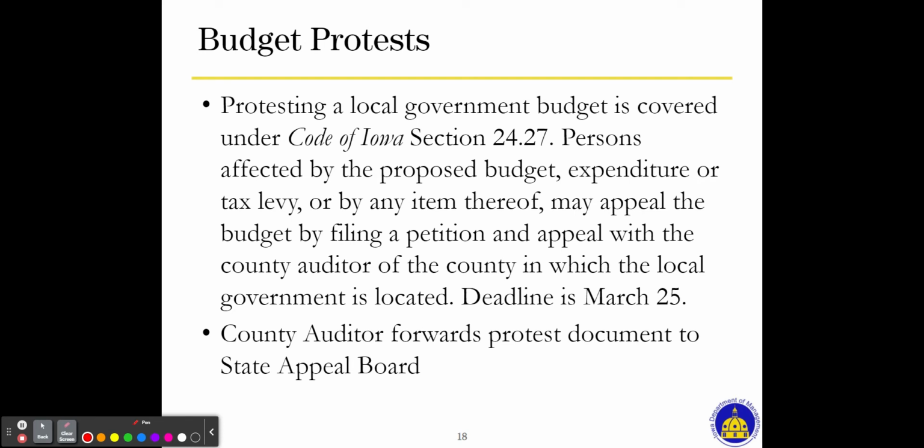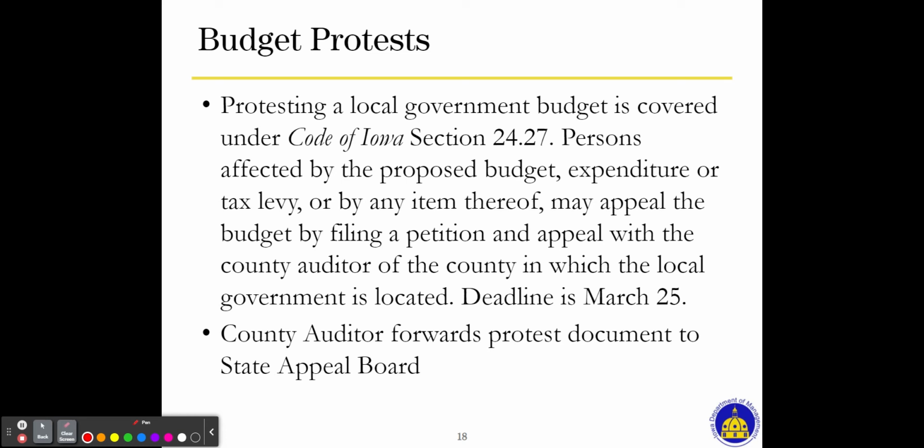Essentially, they gather signatures on a petition. The number of signatures required is determined based on the number of folks that voted at the last governor's election. So there'd be a variation on the number of signatures. So that would be determined by your county auditor. But folks could gather signatures and file a budget petition with the county auditor.